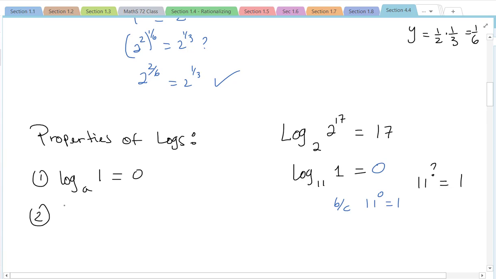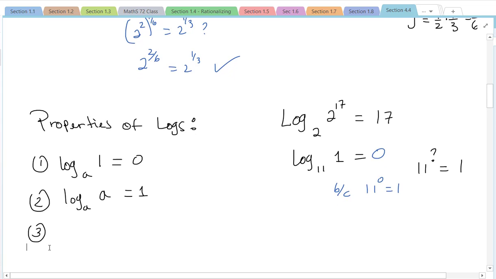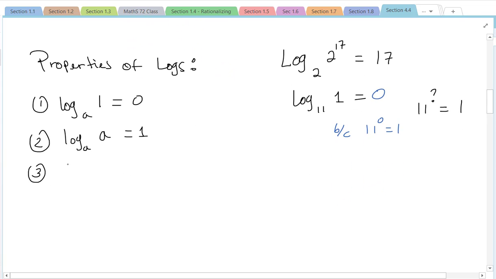Second property, log base a of a, what is that? Again, it comes from the definition. What exponent do I put on a to get a? Well, it must be 1. Third, log base a of a to the y. What exponent do I put on a to get a to the y? Well, it must be y. So these are just knowing what a logarithm is, but we call them properties.